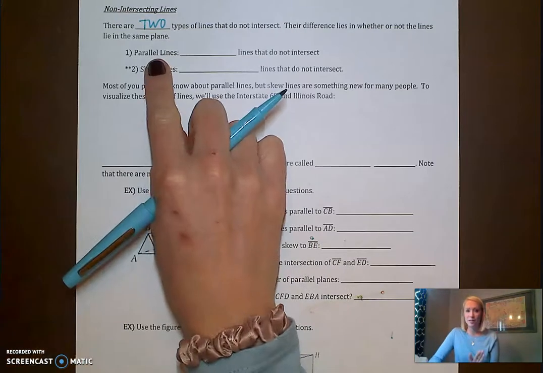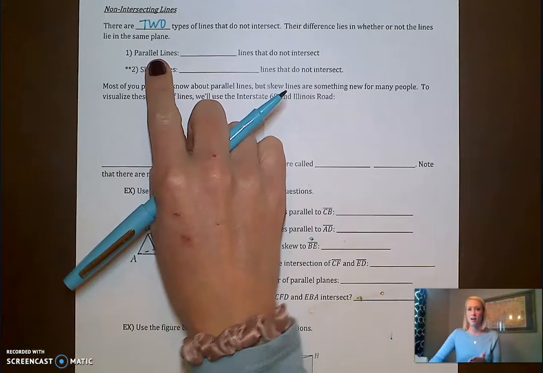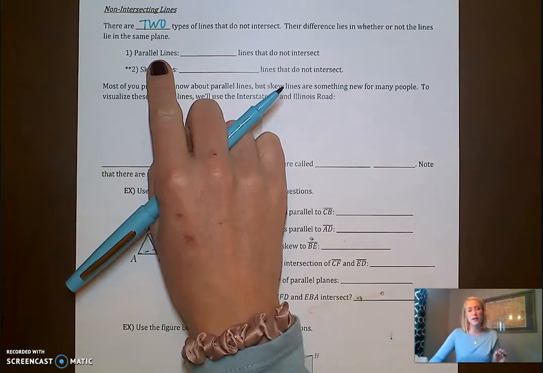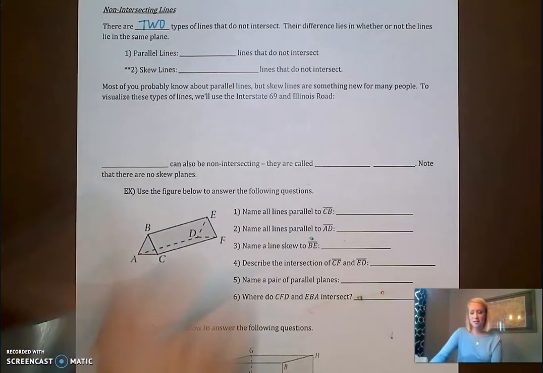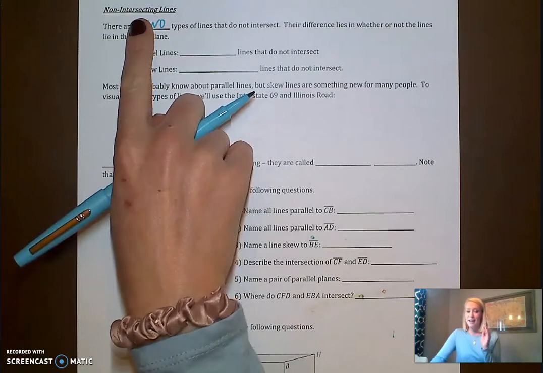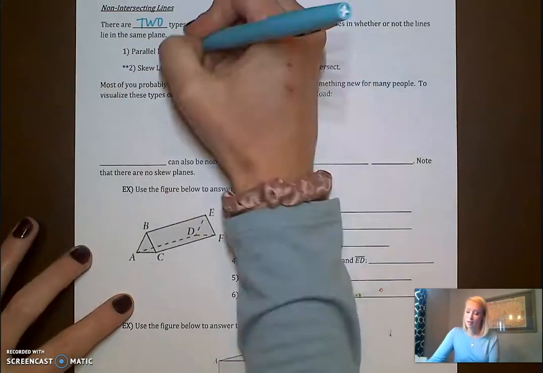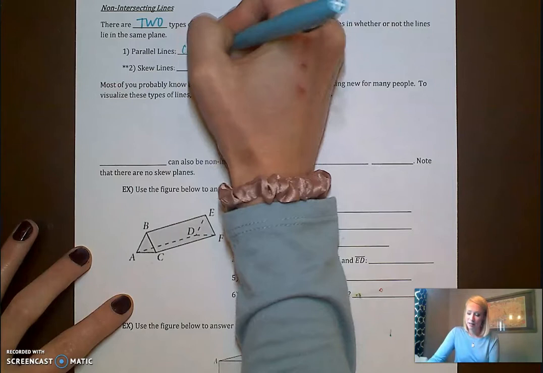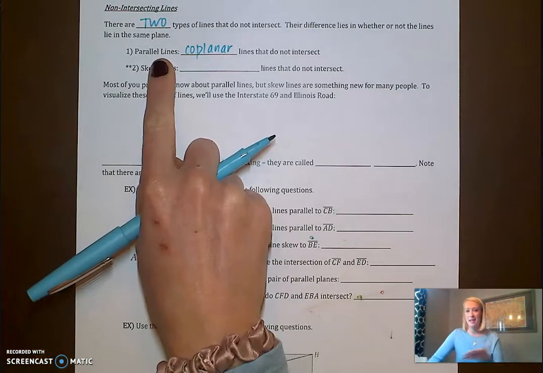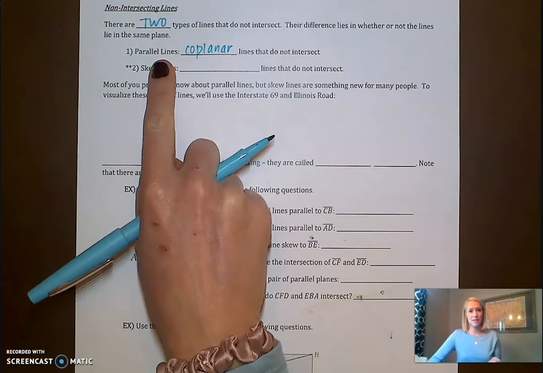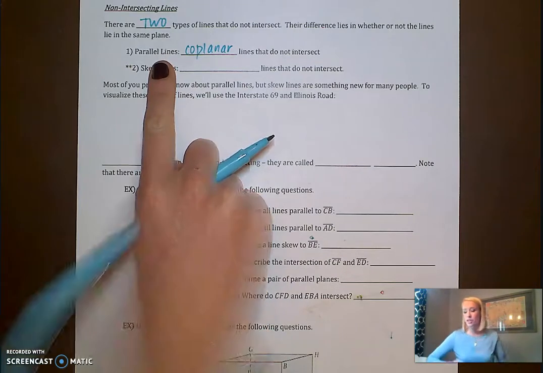Everybody knows what parallel lines are, I hope at least. You do a lot in algebra with parallel lines. They're lines that don't cross, they're non-intersecting, and they're on the same plane, so we call them coplanar. You're going to be asked a lot about parallel lines here, and that is going to be easier for you, which is good.